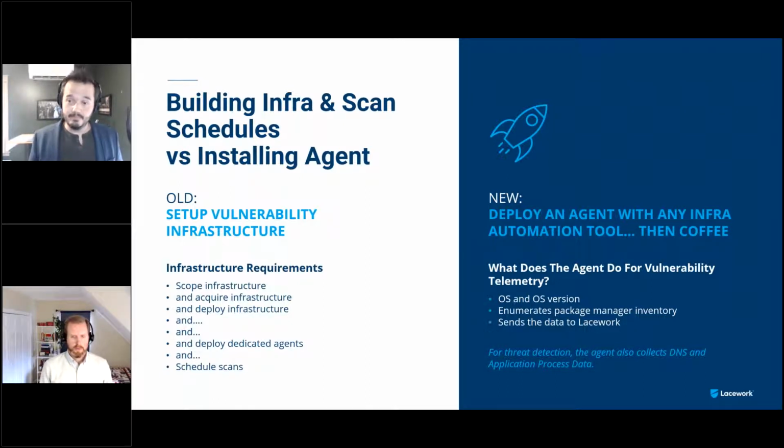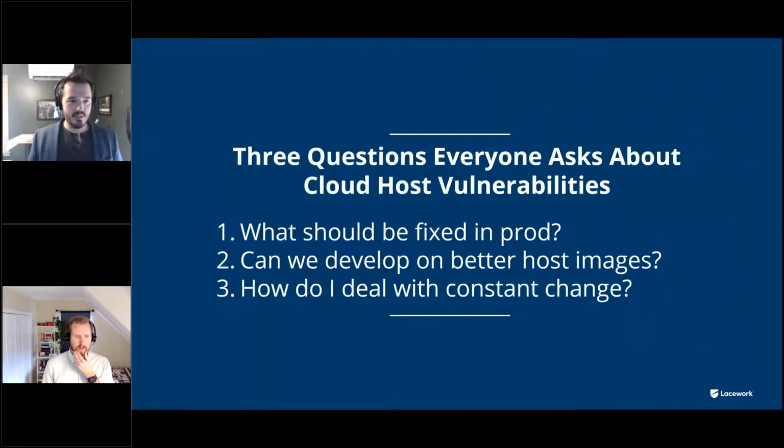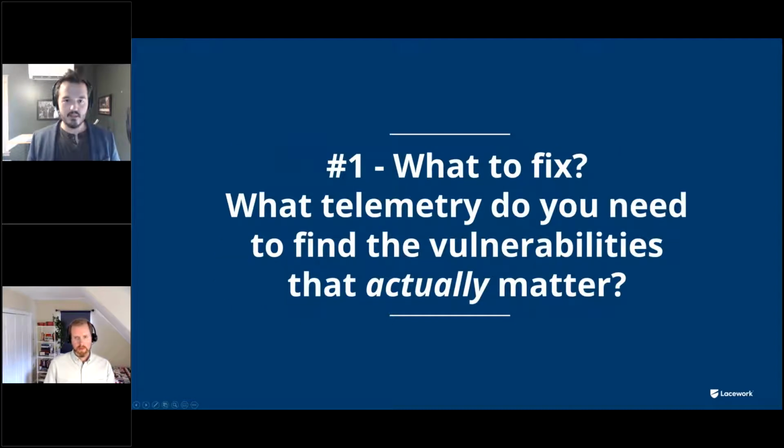It's already been done. And so to get more laser focused, there's really three questions, and this is where we're going to start to focus, that everyone asks about cloud host vulnerability. Number one is, what should be fixed in prod? That's the where-do-I-start question. Number two is, can we develop better host imaging? Like, how do I make this a better process down the road? And then lastly, we'll wrap up with, how do I deal with constant change? And so from here, I want to pass this over to Pat to discuss question number one.